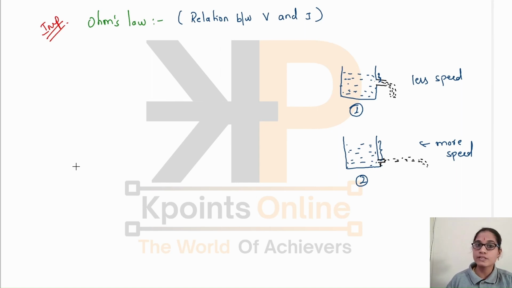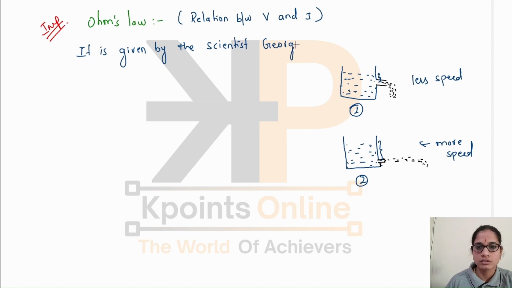So, what does Ohm's law state? It states that the potential difference V across a metallic wire in a conductor is directly proportional to the current flowing through the conductor, provided the temperature and other physical states of the conductor remain the same. This law is given by the scientist George Simon Ohm. What is the statement of this law?